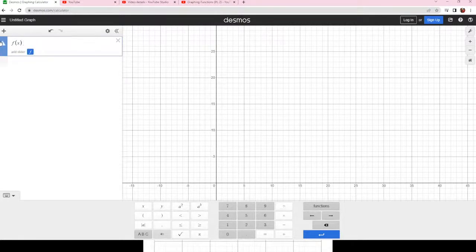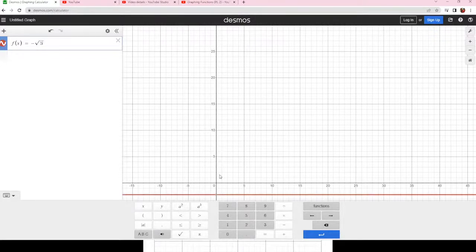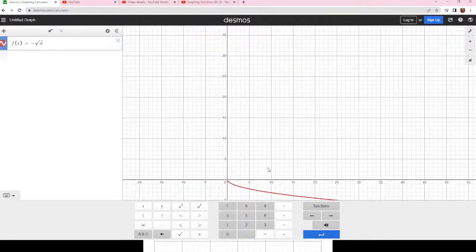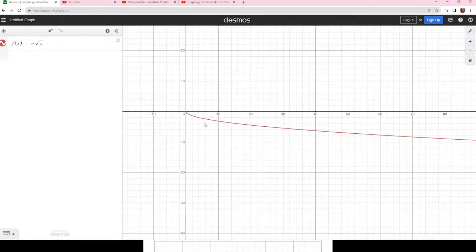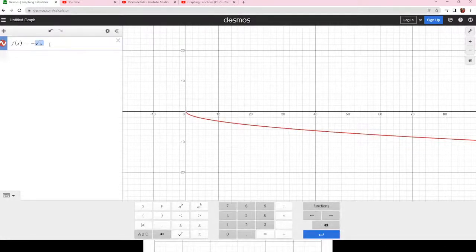F of x equals negative square root of x. All right? Notice this square root function went negative. But did it really? Only kinda. The square root itself is still not negative. It's only going negative because you're multiplying whatever the answer is by a negative sign, by a -1.